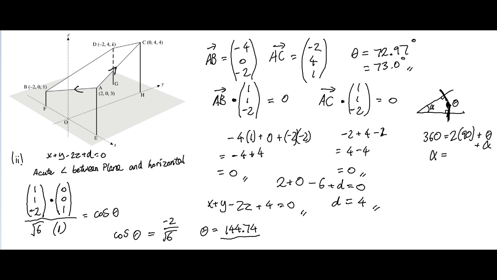So alpha is just 360 subtracted by 144.74, subtracted by 180, which gives you 35.26 degrees, which is 35.3 degrees in 3 significant figures.